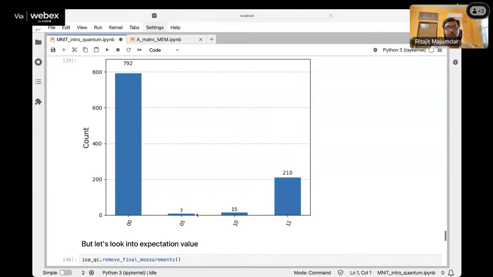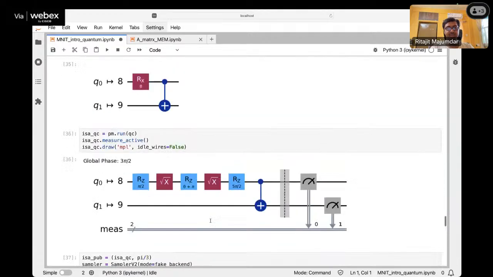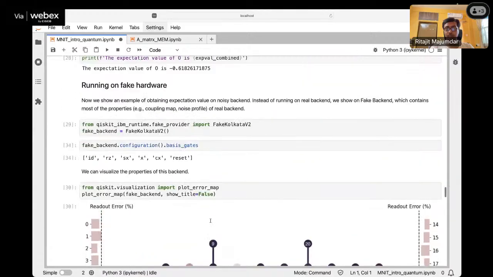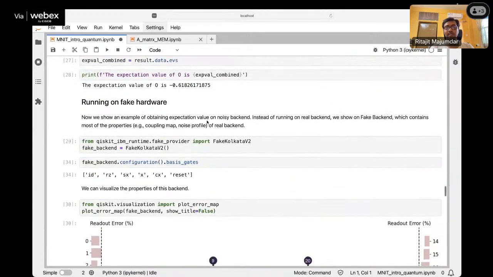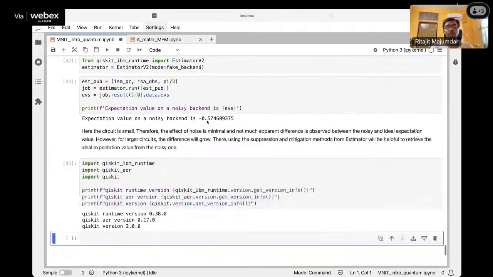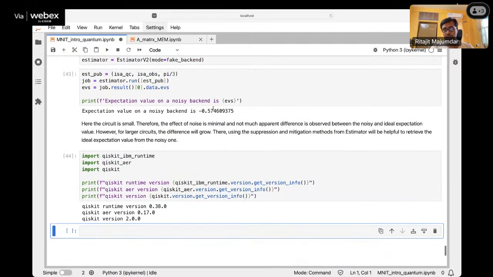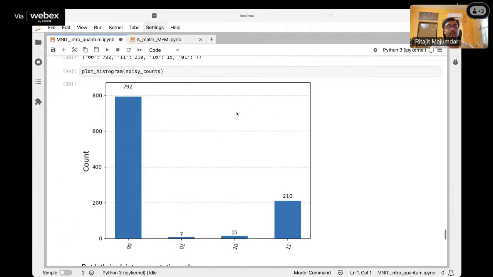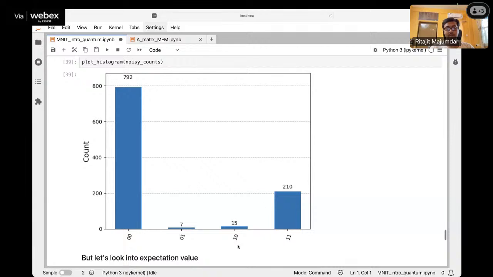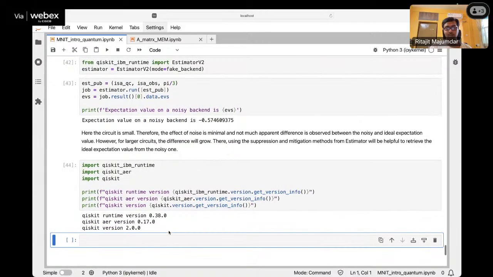When you look into this kind of counts, you will say this is a disaster. There should have been no 0, 1 and 1, 0. But if you look into the expectation value, it should have been minus 0.61 and you are at minus 0.57. Okay, you are off, but you are not too way off. So what I just discussed, trying to capture this essence that there is noise, but not too much noise, this kind of information also gets better captured in expectation values.